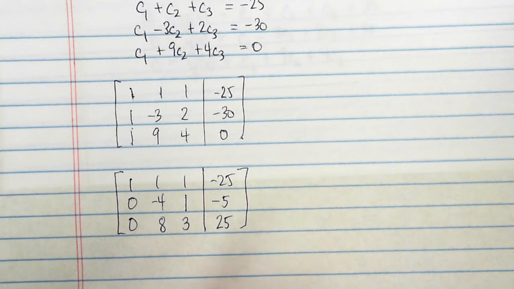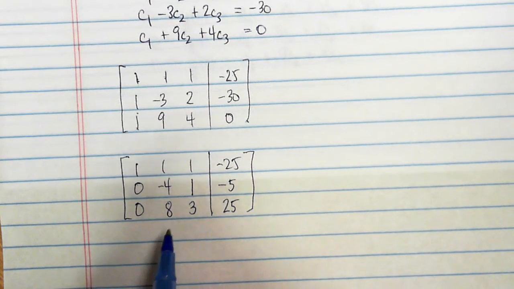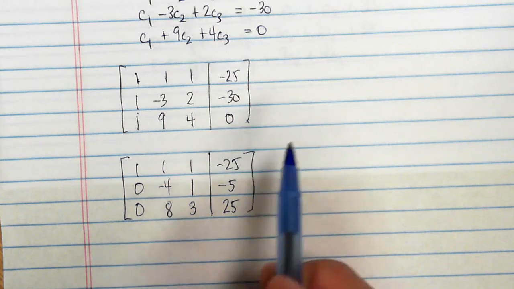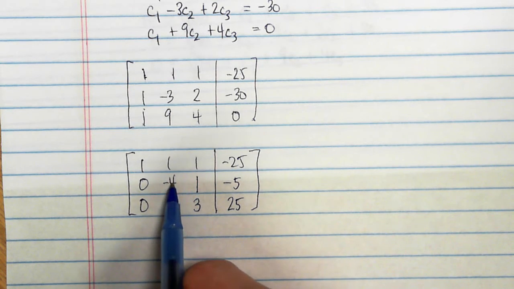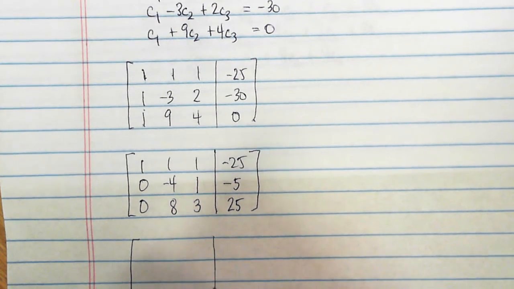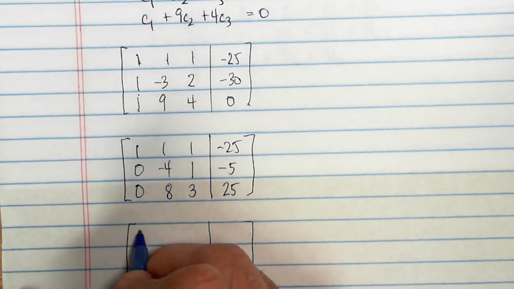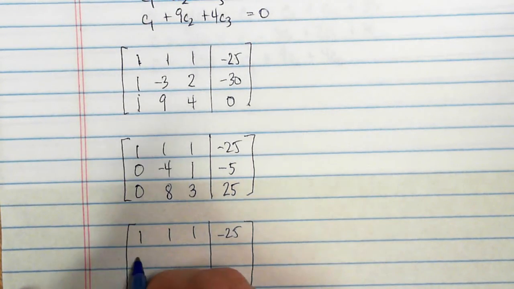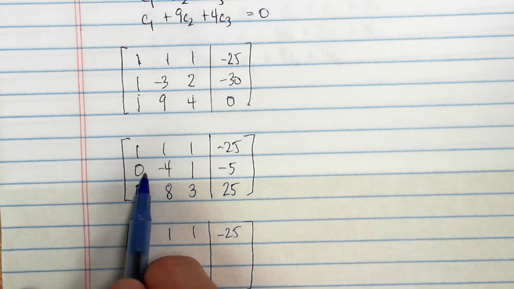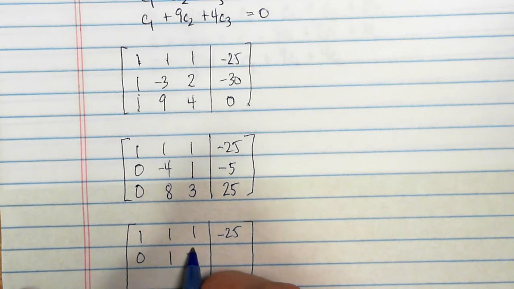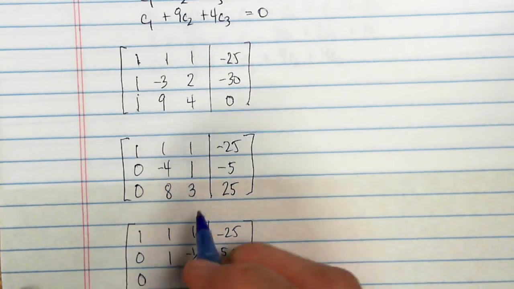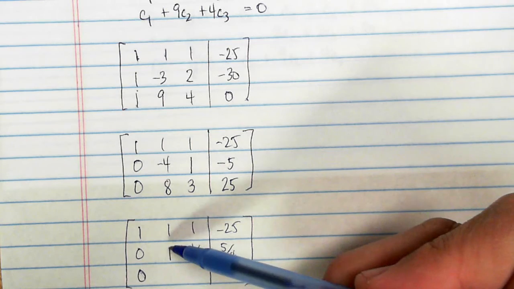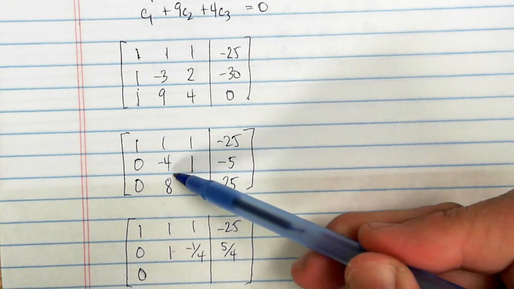Okay, so let's see, what do we do now? Probably the easiest thing to do, well, let me play this by the book. Let's take this row and multiply it by negative a fourth. Then I'm going to take this row, multiply by negative 8, and add to this.